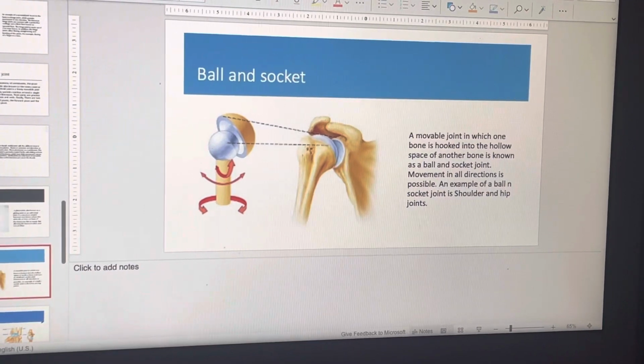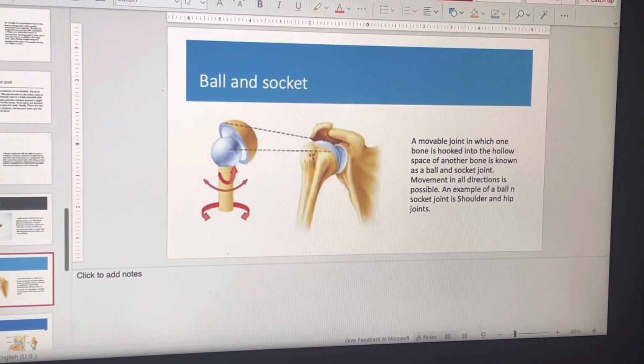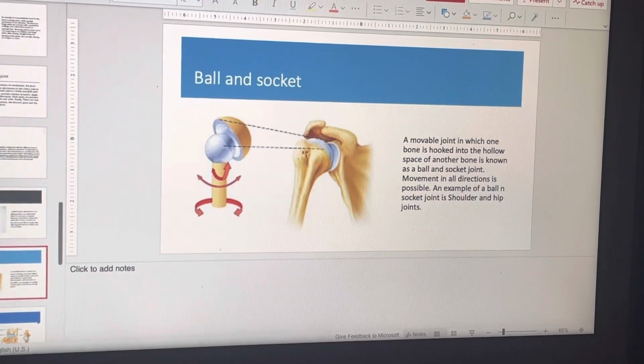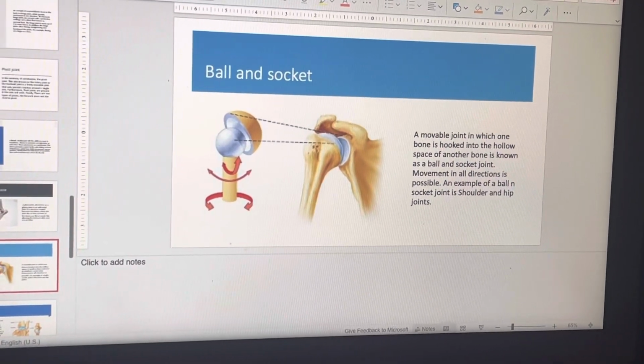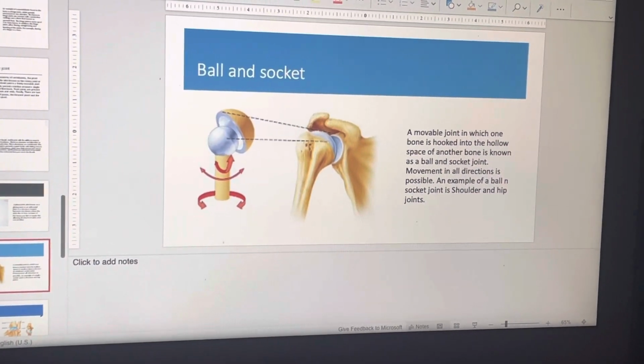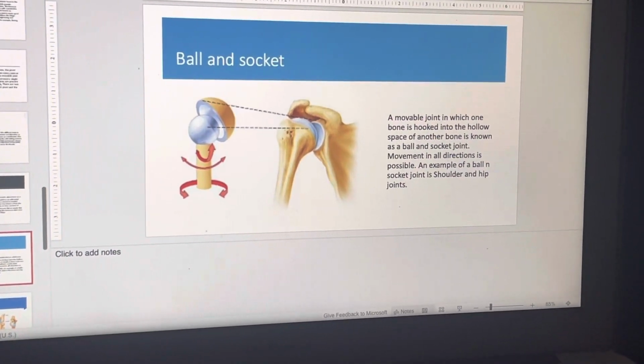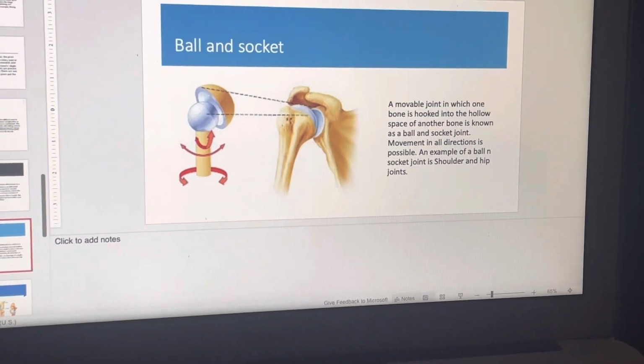Ball and socket joint. A movable joint in which one bone is fitted into the hollow space of another bone is known as the ball and socket joint. Movement in all directions is possible. Examples of a ball and socket joint are the shoulder and the hip joint.